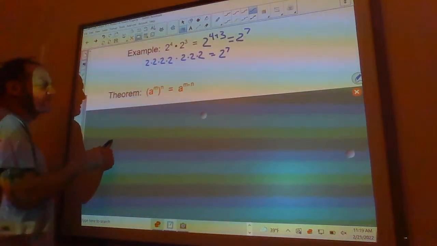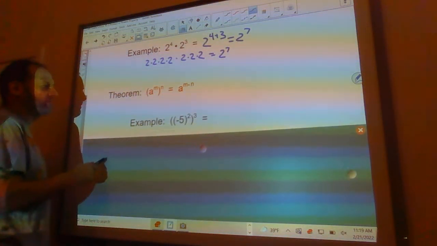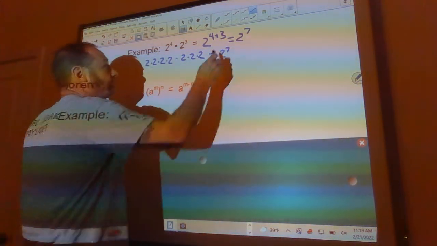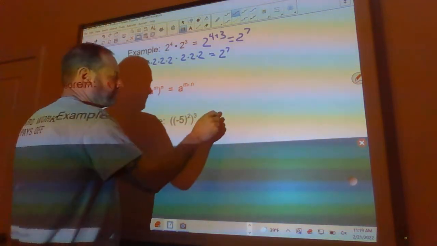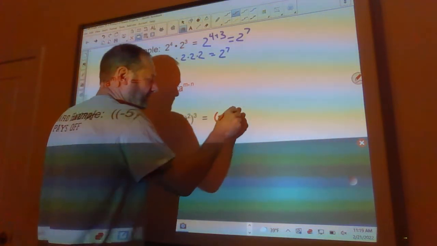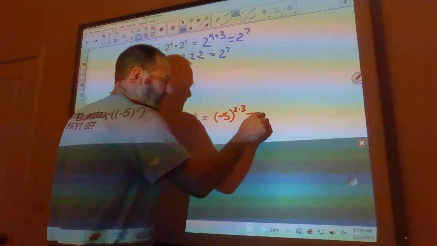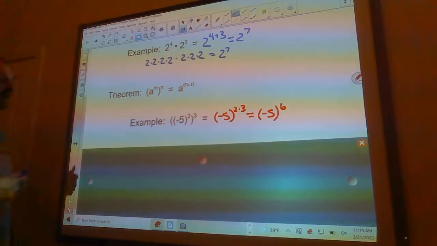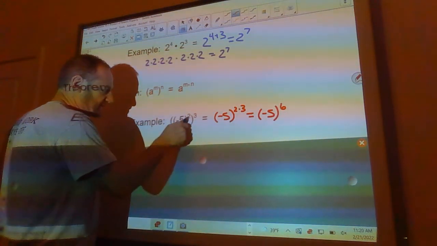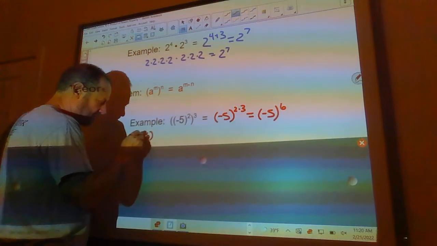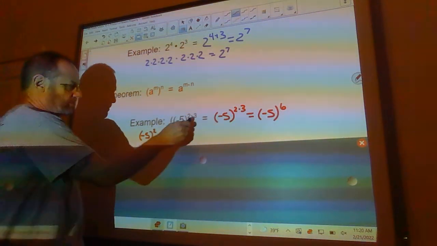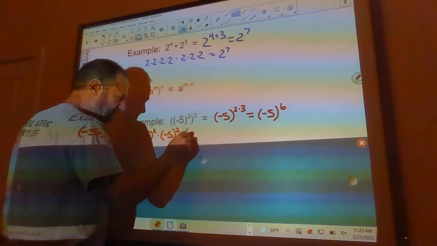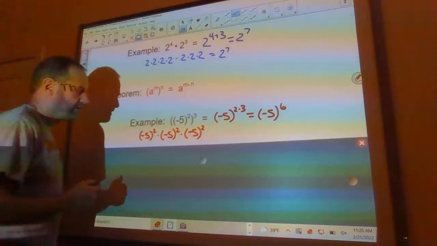Now we've got this next one. a to the m, to the n power, equals a to the m times n power. So according to this, this would be negative 5 to the 2 times 3 power, or negative 5 to the 6th power. How does that work? Well, remember this is negative 5 squared, and we want that 3 times, so that's negative 5 squared times negative 5 squared times negative 5 squared.